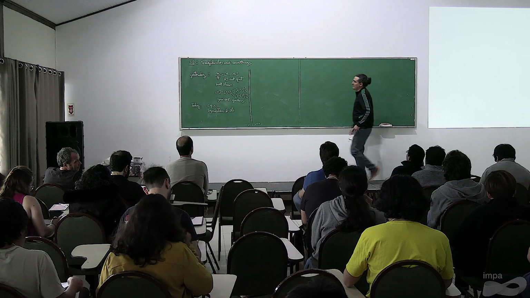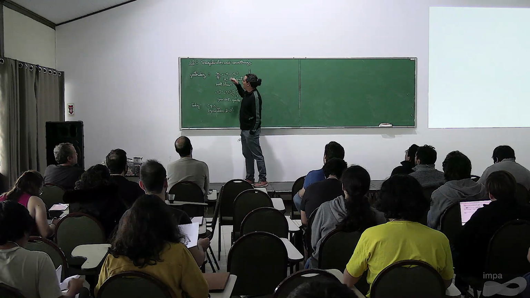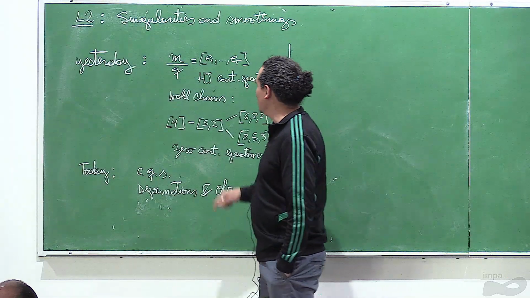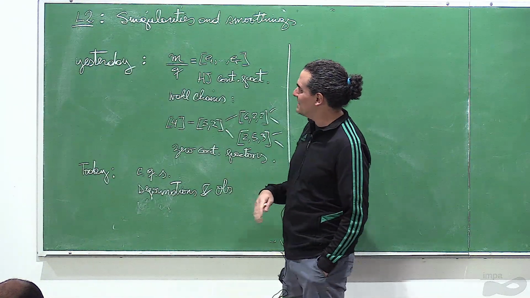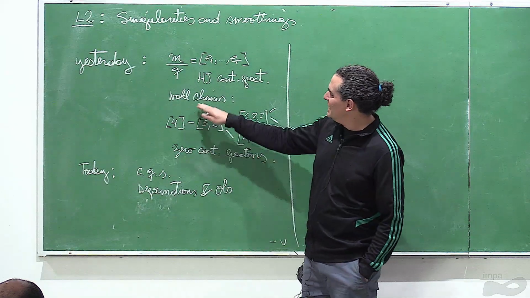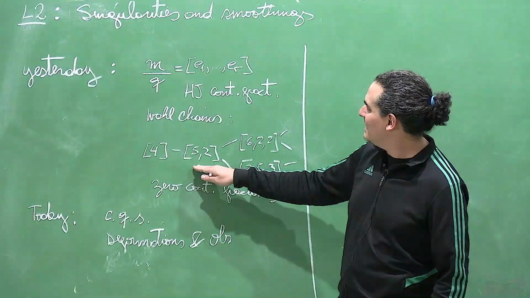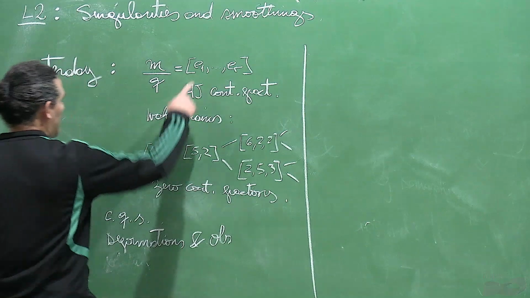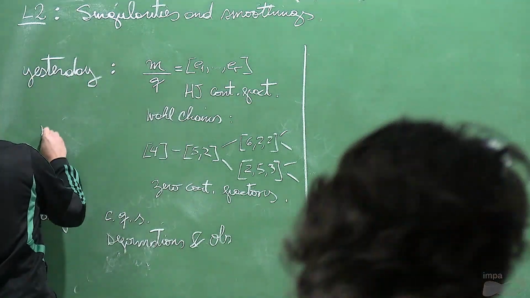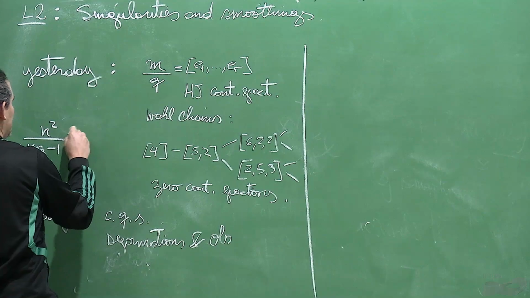Okay, so last time, thank you for coming back. Last time, we were looking at these Hirzebruch-Young continuous fractions. This is a recap of yesterday. Wall chains, you remember how to construct these wall chains, which are particular continuous fractions. Remember that behind a wall chain, you have the rational number n squared over na minus 1.